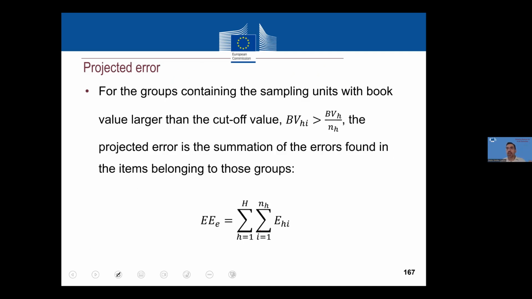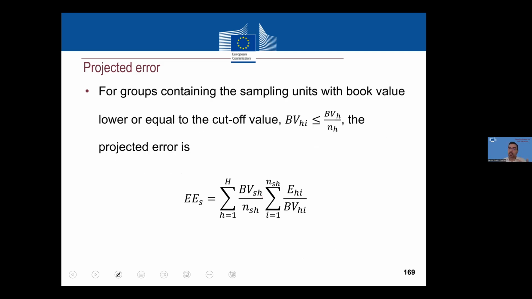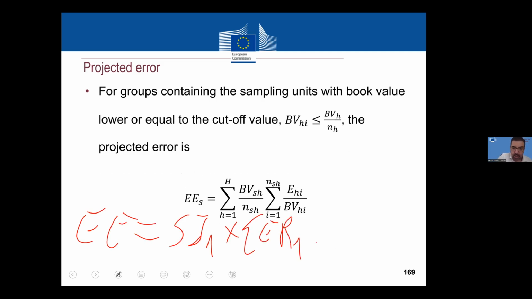How do I project the errors finally? I sum the errors that I have found in the several exhaustive strata, and then I project separately the errors that I have found in the sampling strata. Imagine that I have 2 strata. Well, the total projected error is equal to the sampling interval of stratum 1 times the sum of the error weights of stratum 1 plus the sampling interval of stratum 2 times the sum of the error weights of stratum 2. I mean, nothing new.